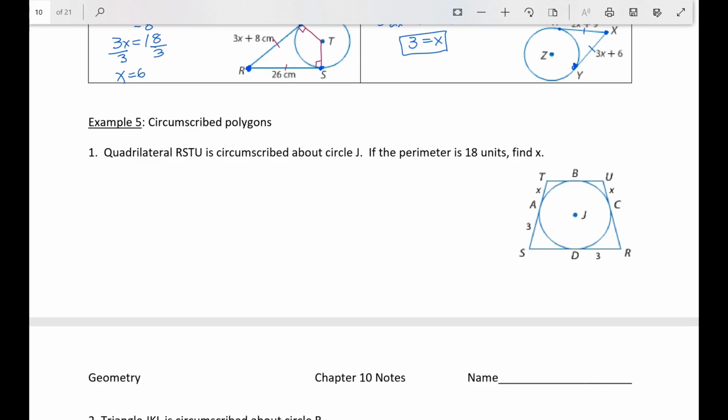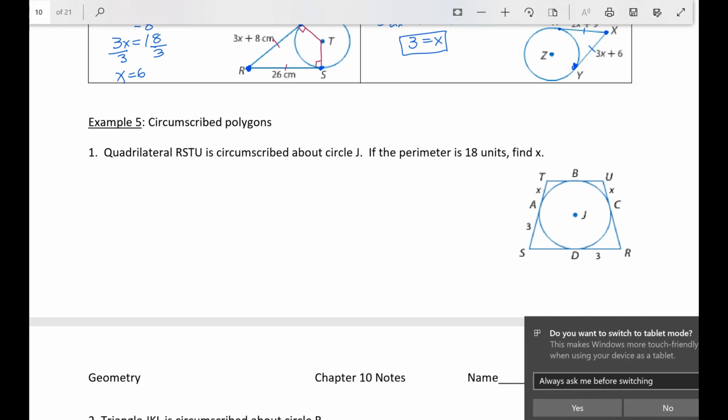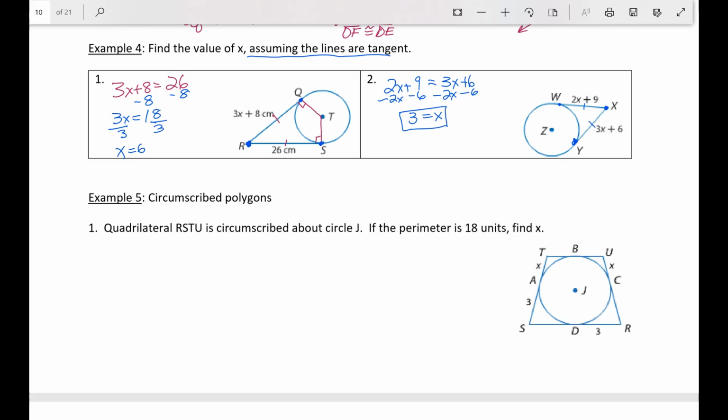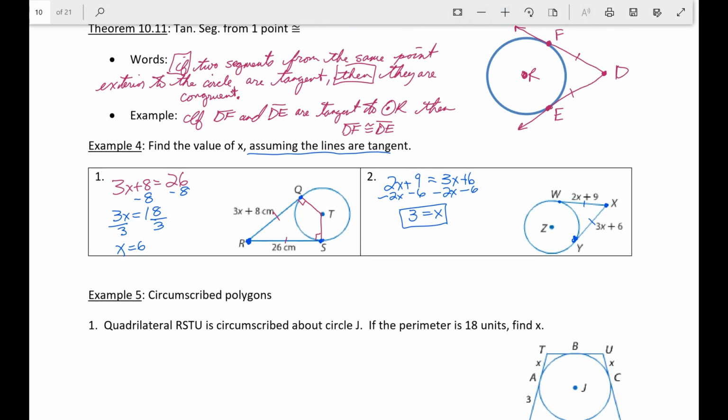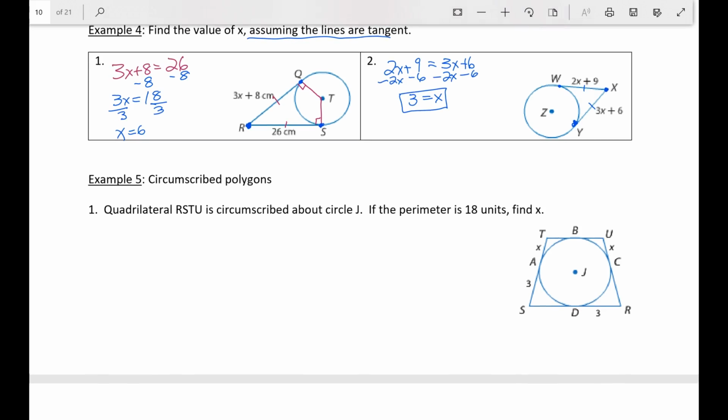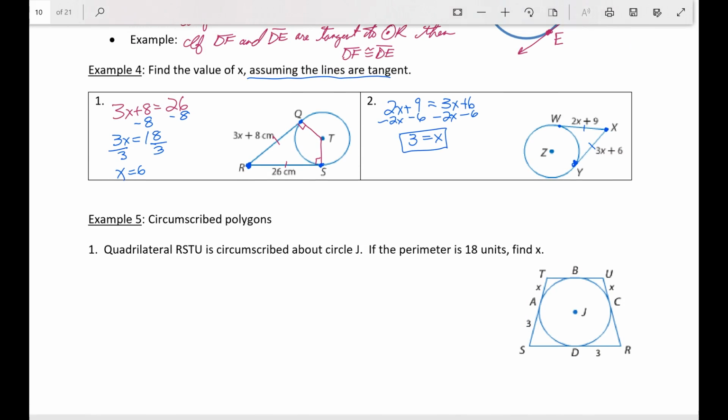All right, so in example number 5, we have a circumscribed polygon, and it basically says quadrilateral RSTU is circumscribed about circle J. If the perimeter is 18 units, find x. So what we have going on here is a couple of tangent lines that are similar to the situations that we were experiencing up here above, where we've got two tangents from the same point exterior to the circle.